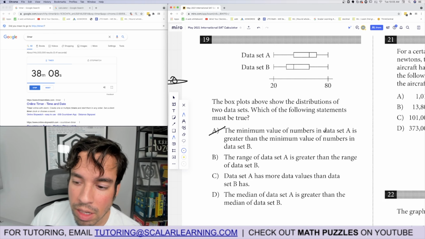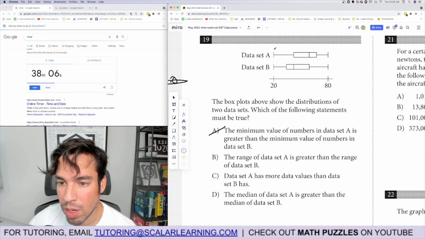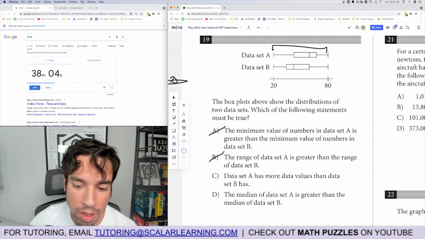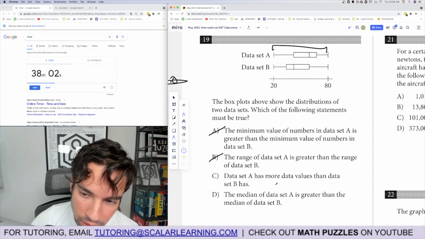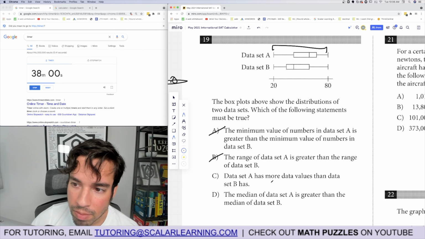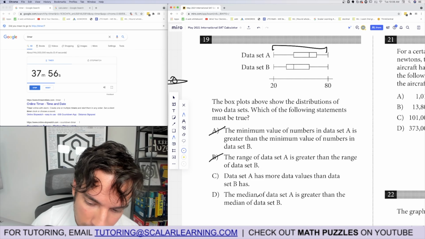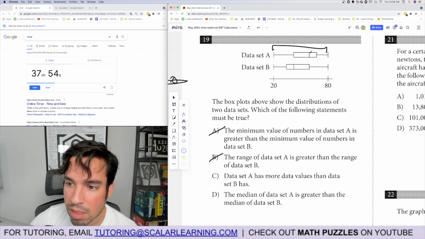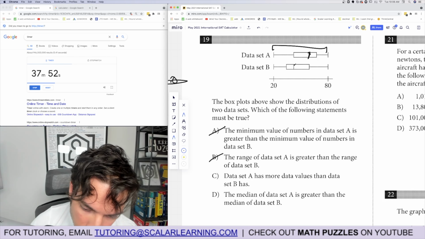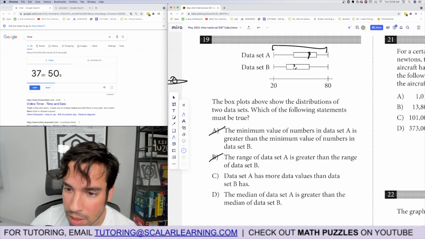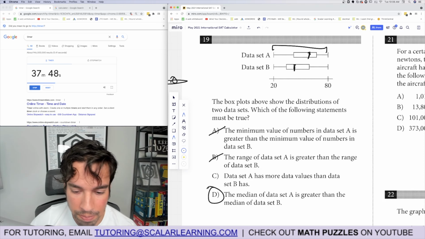The range of data set A is wrong. The ranges are the same, because the range goes from this point to that point. Data set A has more data values than data set B. We have no idea. Probably not. I mean, it looks the same. The median of data set A, that's this line, is greater than the median of data set B. That's that line, and that's true.